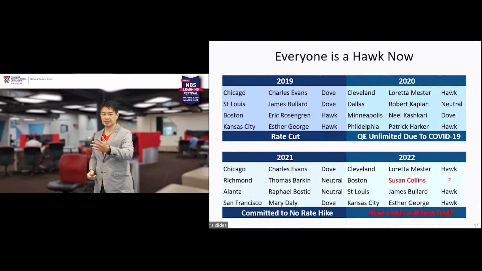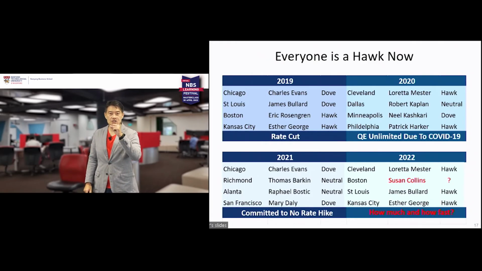So if you look at the slide for 2022, you've got this list of people who are making key decisions. The Larita Master is a hawk. James Bullard is a hawk. Astor George is a hawk. We have Susan Collins who's coming in July for Boston, but likely will have to be a hawk too.